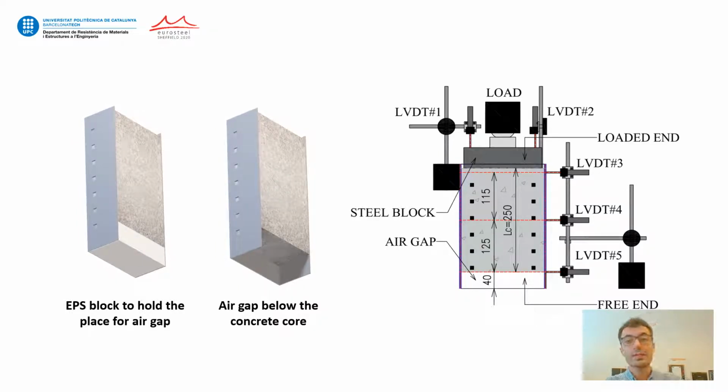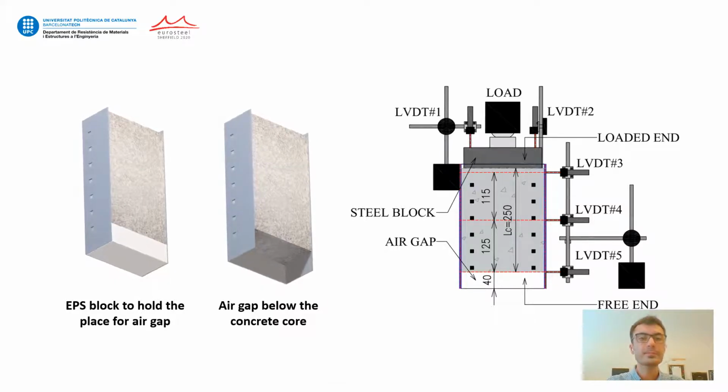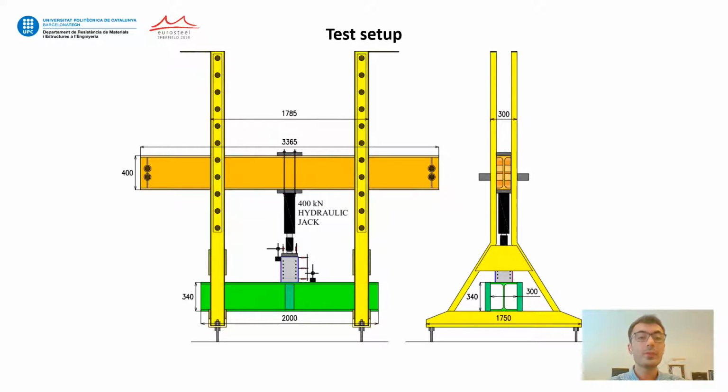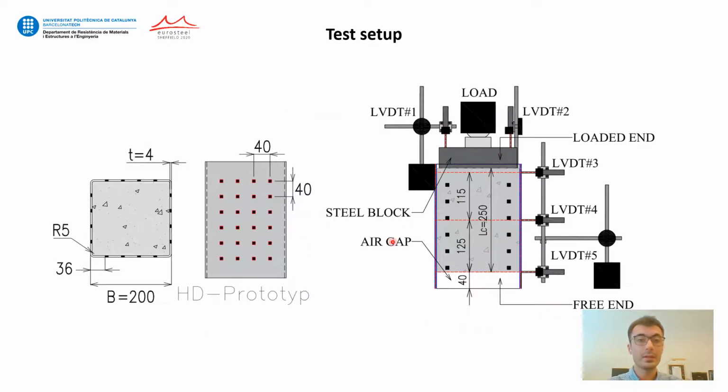The push-out test setup can be seen in this slide. A hydraulic jack with 400 kN capacity applies the force on a 40 mm thick steel block placed on the concrete core surface, which is used to distribute the force.